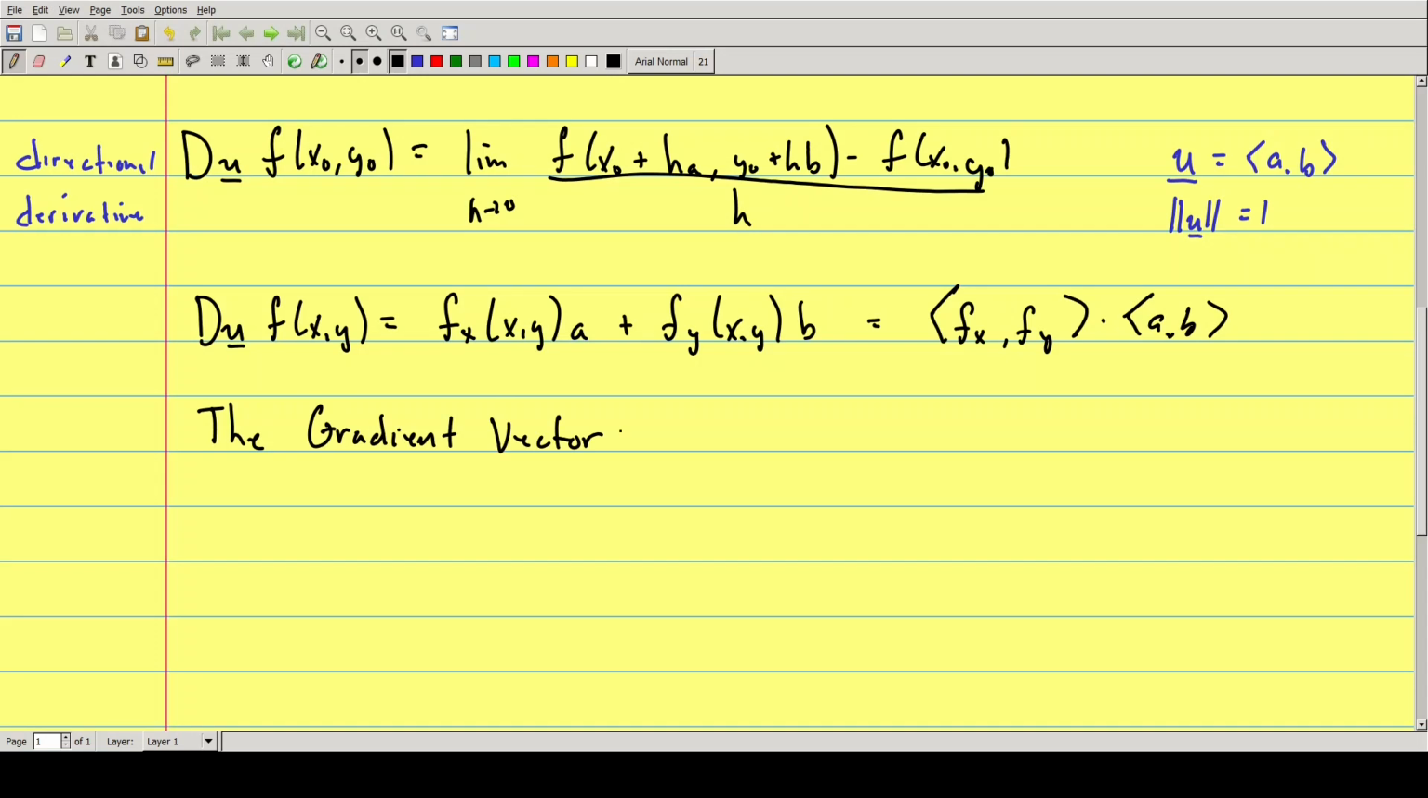And that is known as the gradient vector. So the gradient vector is connected to this expression here. We have this new vector that I have made, which is a vector composed of the first partials of our function, and then I've taken the dot product of it with our unit vector.